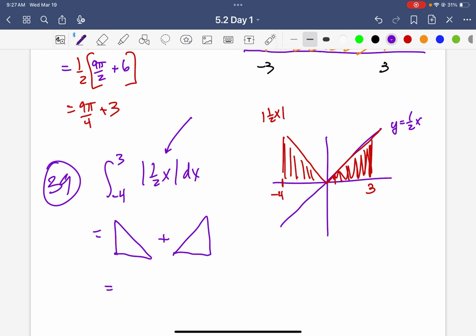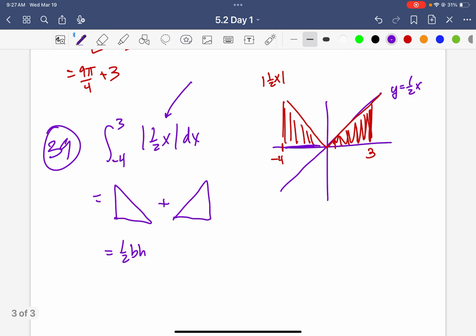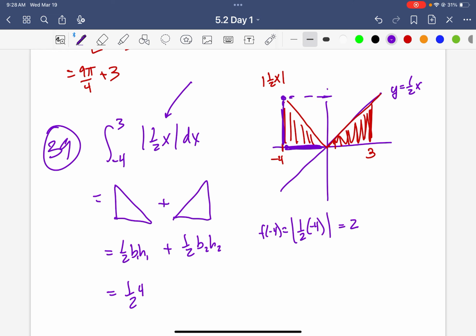For that first triangle, it's going to be 1/2 base times height. And this one is going to be 1/2 base times height too. So its base here is 4. And its height, well, if I take absolute 1/2 x and plug in -4, I'm going to get this height right here. So f of -4 is what? 2. So this height is going to be 2.